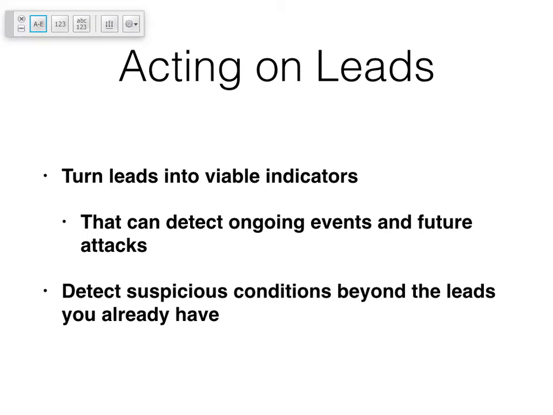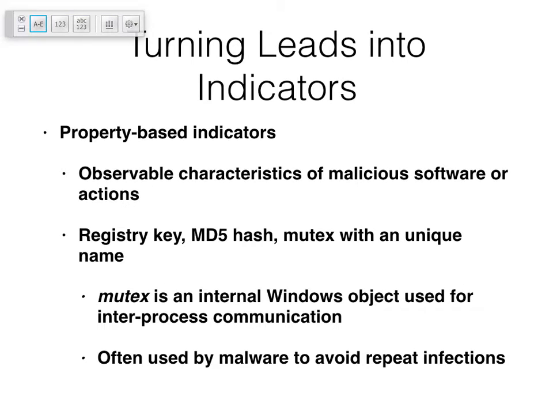So once you're trying to turn leads into viable indicators, and the indicators now can hopefully detect the ongoing events and help you find future attacks. Yeah? Are these IOCs indicators? Yeah, those indicators of compromise, exactly. So you want to find suspicious conditions that will lead you beyond the leads you have to more leads. You can go around in a little circle. So you're trying to turn leads into indicators.